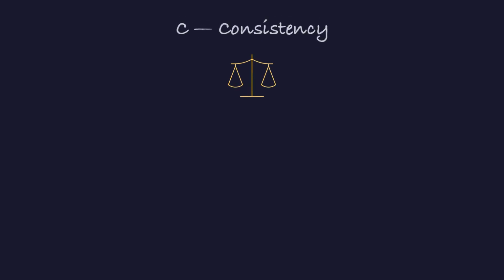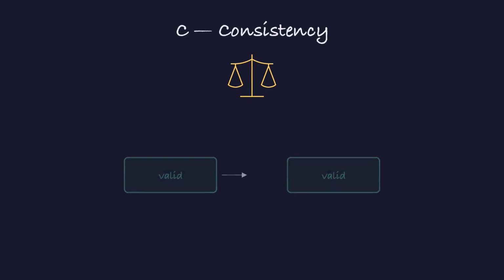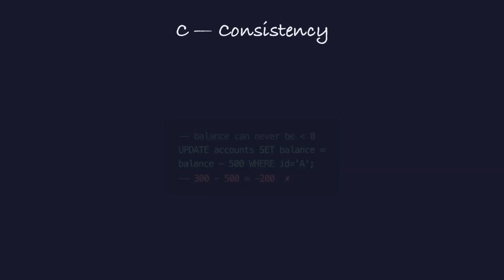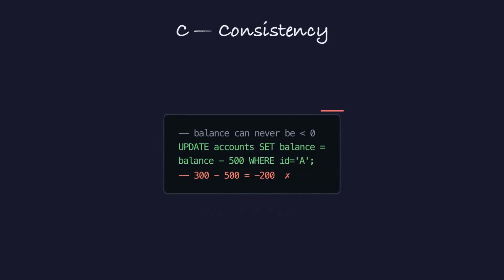C, consistency. A transaction can only move the database from one valid state to another. Every rule you've defined, constraints, foreign keys, data types, must hold true before the transaction and after it. Say the rule is, a balance can never go below 0. Deduct 500 from an account holding 300, and the result violates the rule, so the database rolls it back.